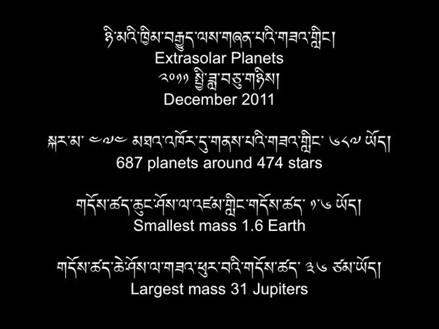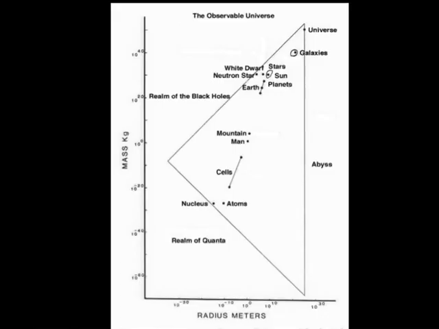And as Chris Hippie showed you, we are now finding planets beyond our solar system. When you look out at the stars within 100 light years of Earth, as of this month, there are 687 planets going around 474 stars. The smallest we've found so far is 1.6 times the mass of the Earth, and the biggest is 31 times the mass of Jupiter. So that's the range of all the planets.